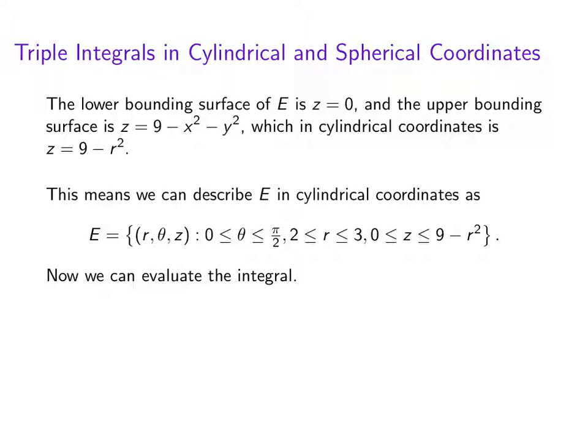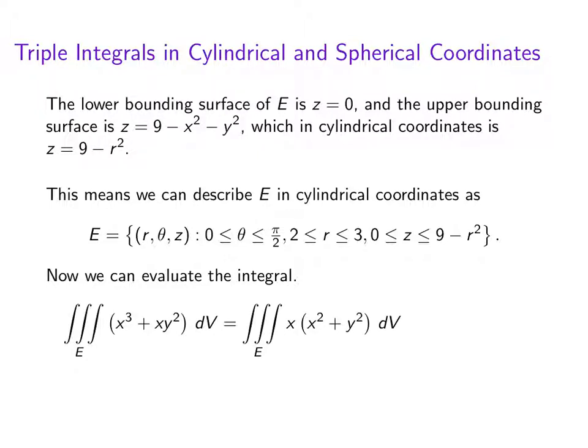All right, let's evaluate the integral now. When we evaluate the integral, the first step is to factor out the x, because after factoring out the x, we get x squared plus y squared. That, of course, gets very naturally converted in cylindrical coordinates.